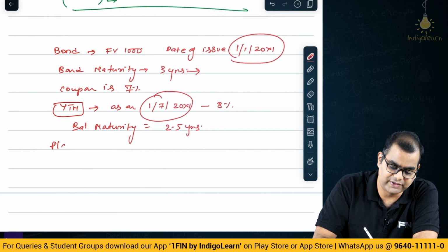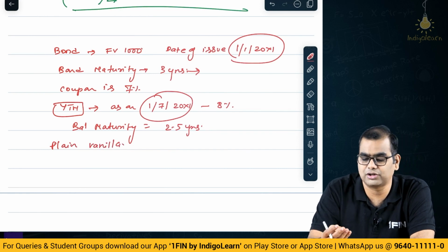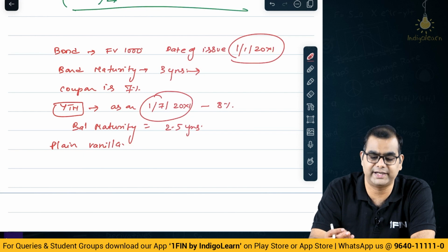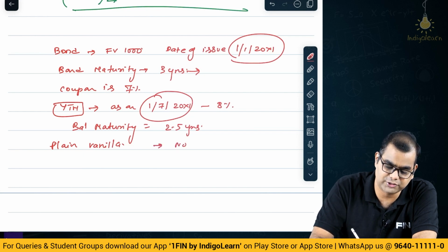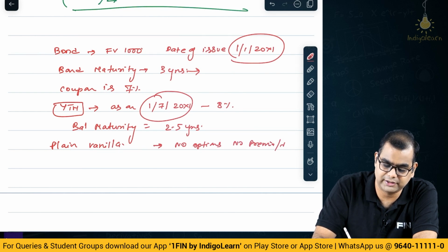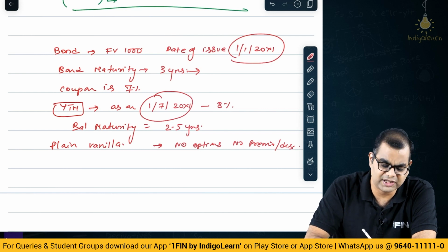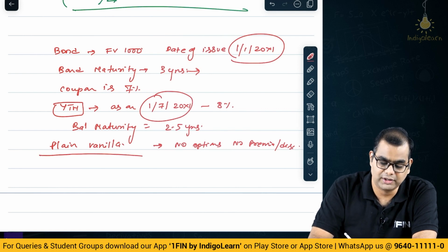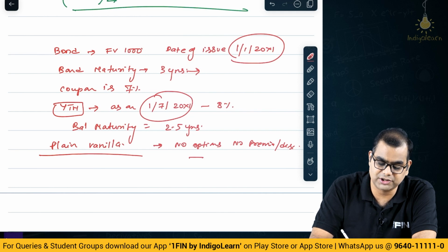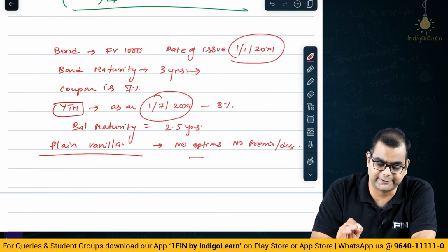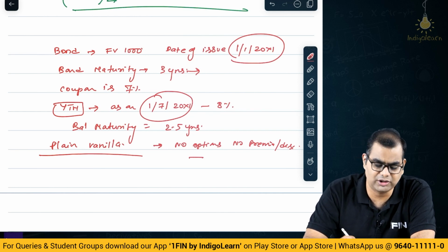Bond is plain vanilla. What do you mean by plain vanilla? Plain vanilla means there is no premium or discount on redemption or on issue. There is no optionality attached to it. Plain vanilla means no options, no premium or discount. It's a plain bond, simple bond. Why I am saying simple? What are these options? We will discuss that later. There obviously we are going to cover that.